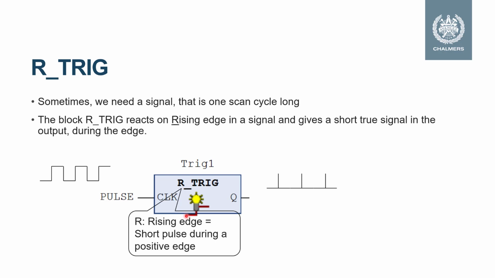We can see that in the symbol here as well. We have the positive edge here and the reaction in the lamp here. When the block sees this positive edge, it will give a super short true signal, just for one scan cycle. It becomes false immediately again. And then, regardless of how long this pulse is, it waits until it sees the next positive edge and gives a new, extremely short, true signal.